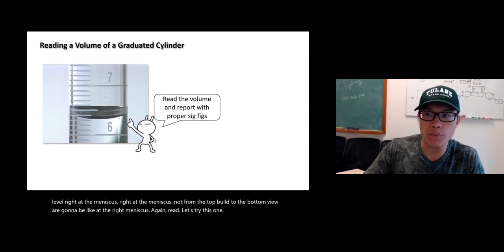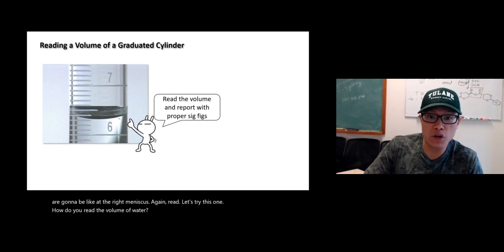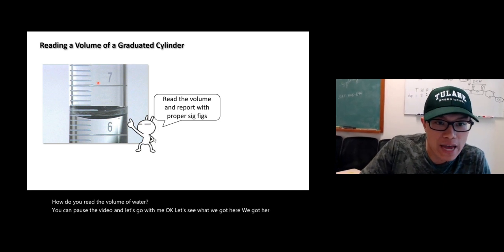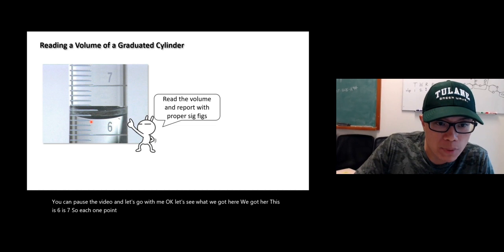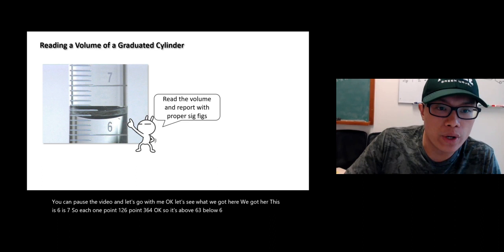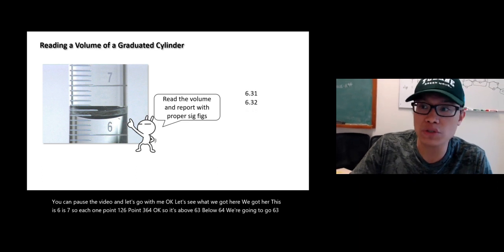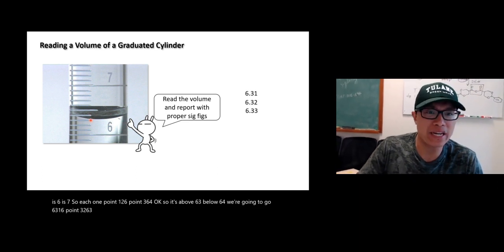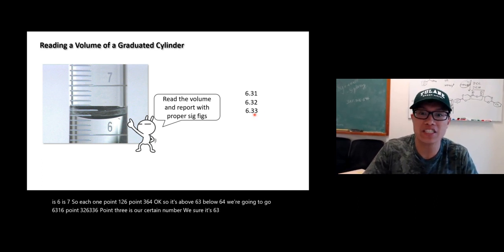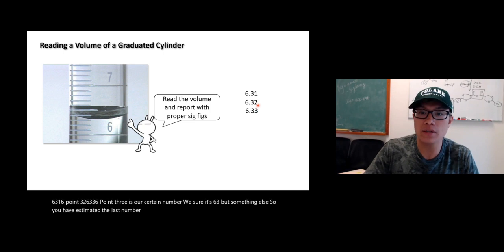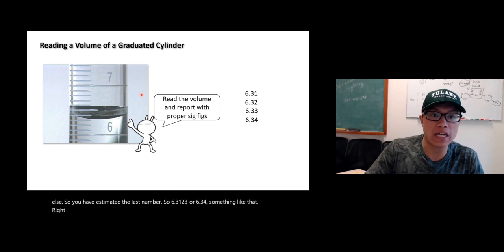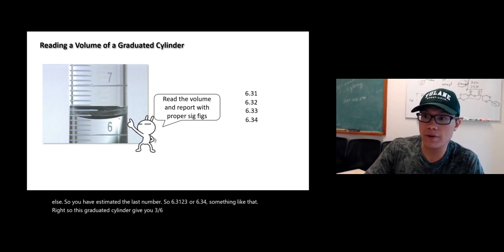Let's try this one. How do you read the volume of water? Well, you can pause the video and go with me. Let's see what we got here. This is 6, this is 7, so each one is 0.1, 0.2, 6.3, 6.4. So it's above 6.3, below 6.4. We're going to go 6.31, 6.32, 6.33. 6.3 is our certain number. We're sure it's 6.3, but something else, so you have an estimated last number. So we're going to go 6.31, 6.32, 6.33, or 6.34, something like that. So this graduated cylinder gives you 3 sig figs.